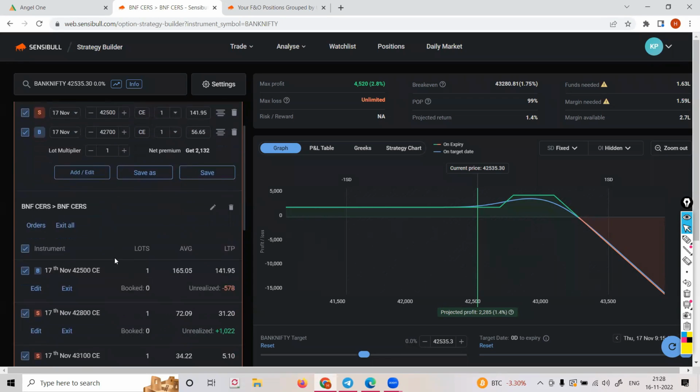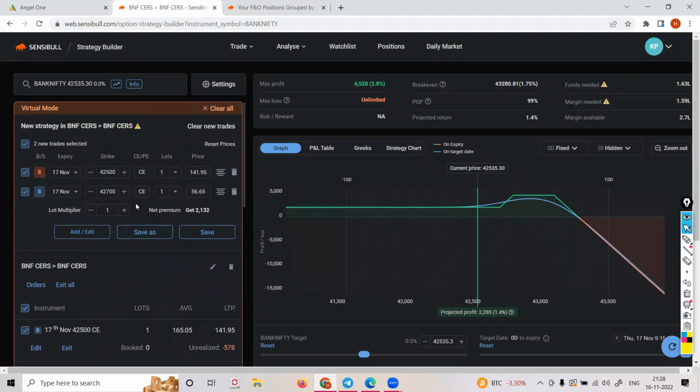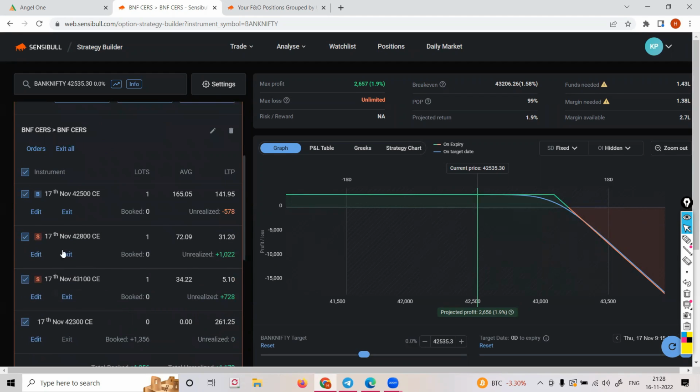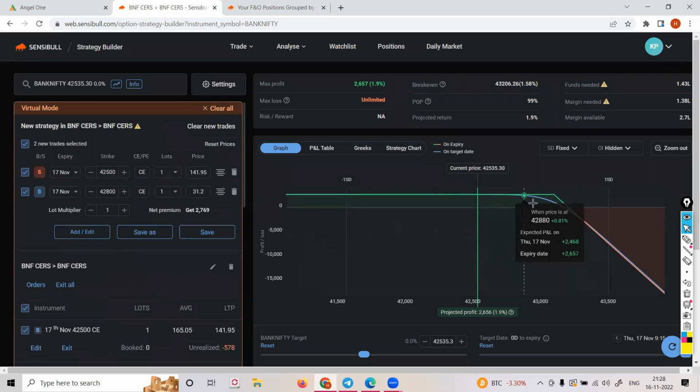I'll show you. The moment I go to 42,800, that's it. It's as good as you are closing your sold position. This one. So now even this is fine, right? But you will get almost like 2,676 profit on a capital of 1,38,000, right? And your safety is still like 1.58%. Even this one you can do.